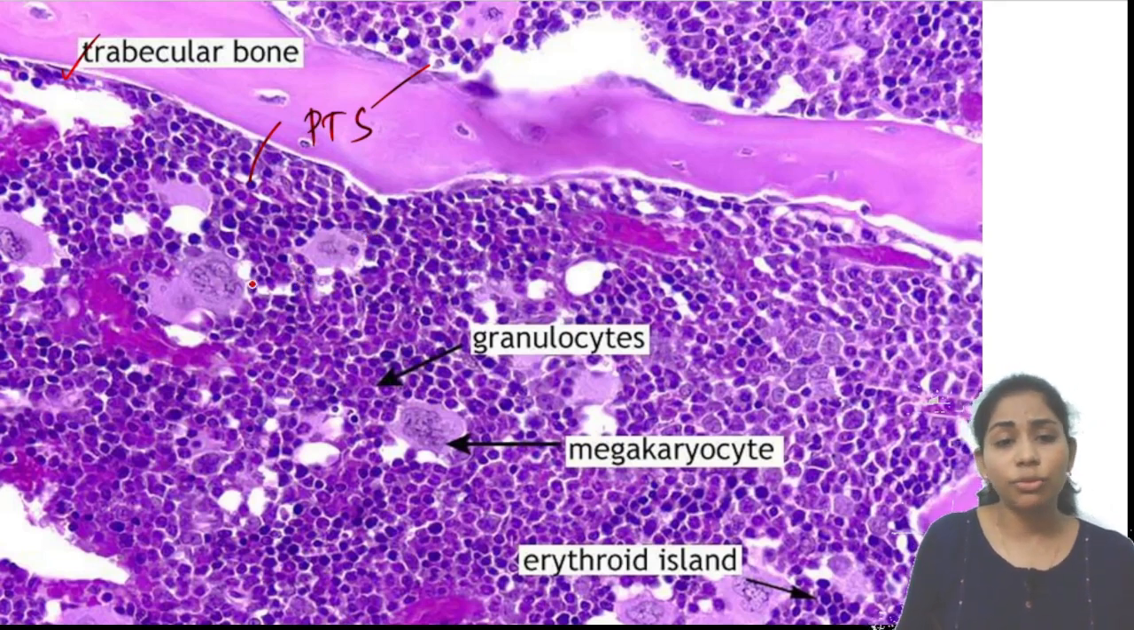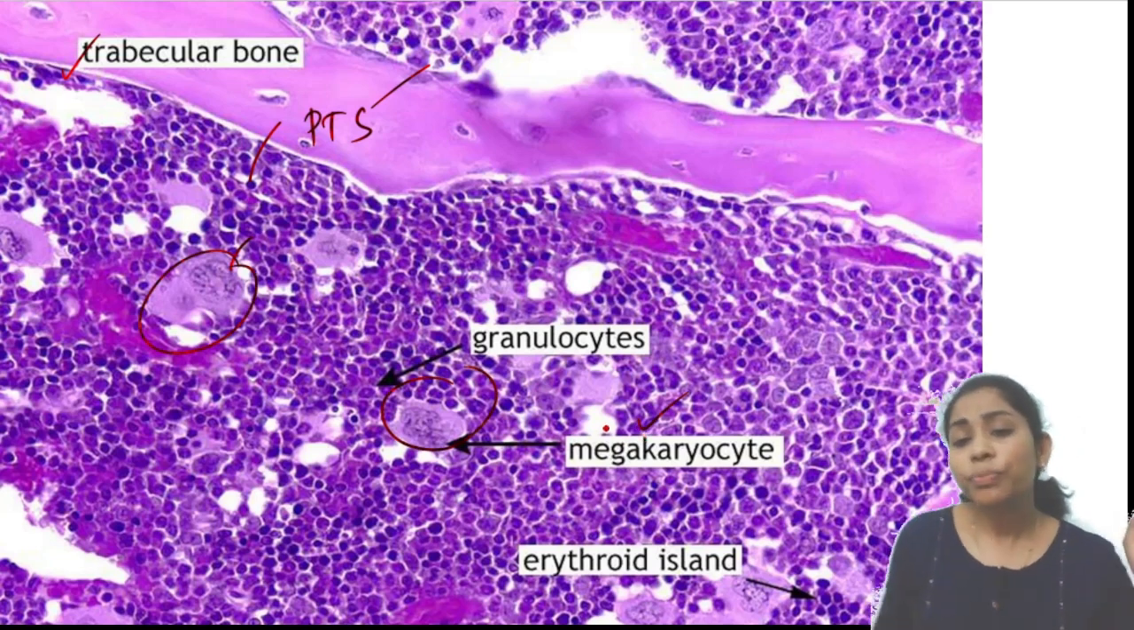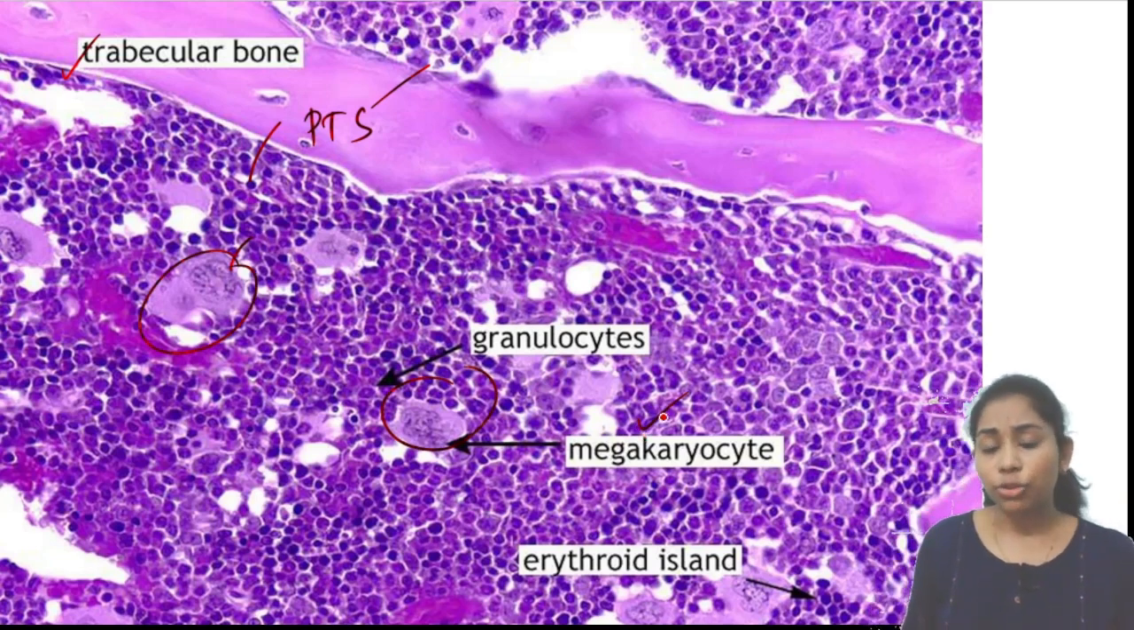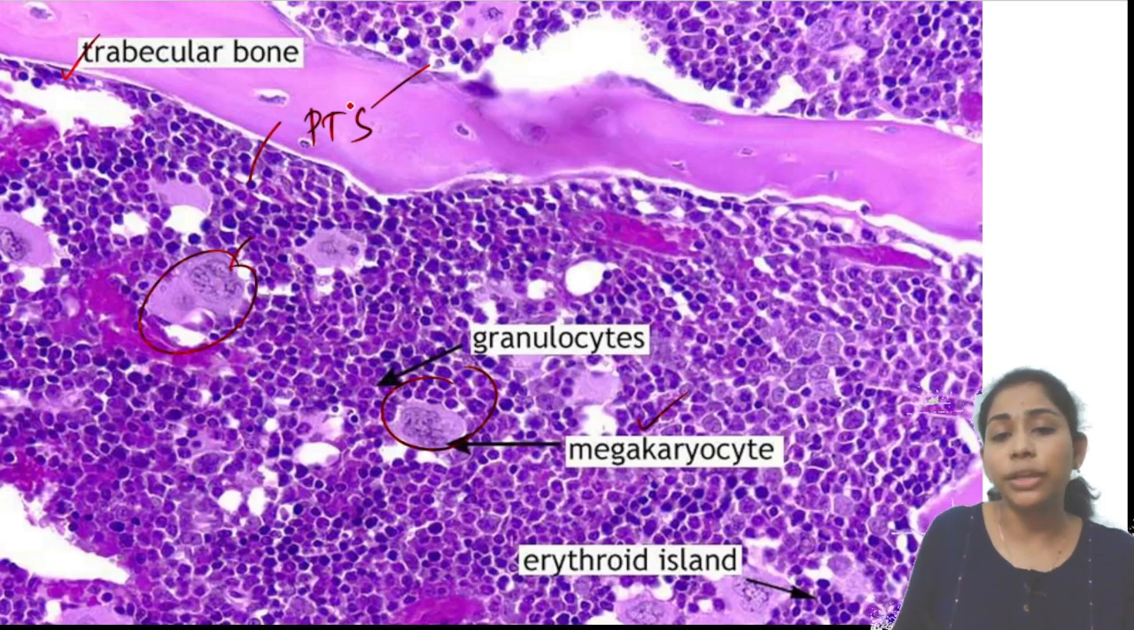Then, in low power, even at 4x, we can see the big cells. What are those big cells? We can clearly see them. These are megakaryocytes. You can see this big cell, right? And these are the other granulocytes and erythrocytes. We'll discuss them one by one. So the first point is, in the low power itself, we can identify these megakaryocytes. What is the normal location of these megakaryocytes?